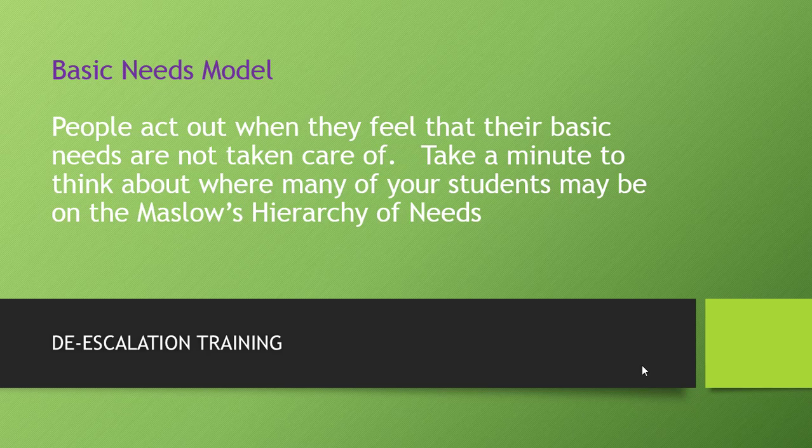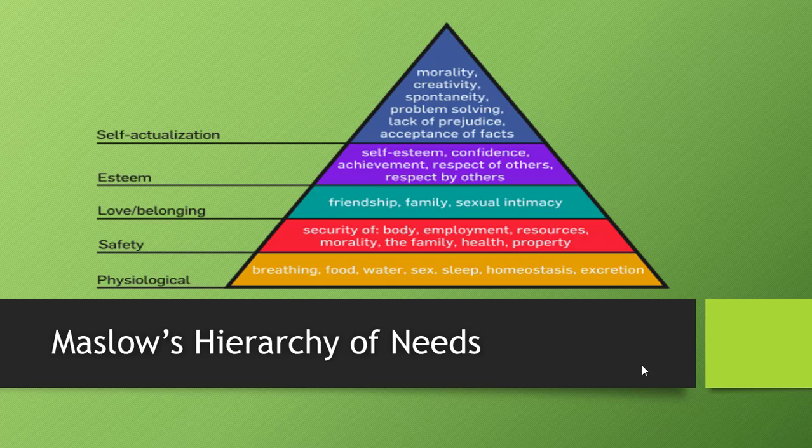Take a minute to think about where many of your students may be on this Maslow's hierarchy of needs. The first, most basic need is our physiological need. The next is safety. The next is love and belonging. The next is esteem. And the next and final one is self-actualization.